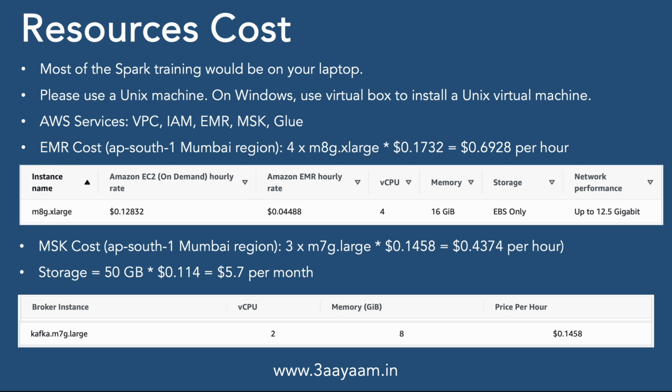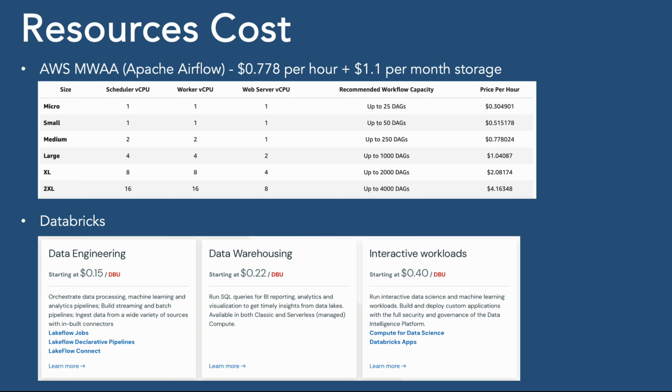Then I'll be using sources and targets like S3, RDS, and Redshift. For S3, the cost would be very less. For RDS, I'd recommend that you use Aurora Serverless as the relational data source, and for Redshift also I would recommend that you use Redshift Serverless. In those cases, the cost would be very, very less because the training or the hands-on duration should not be more than 2 to 3 hours.